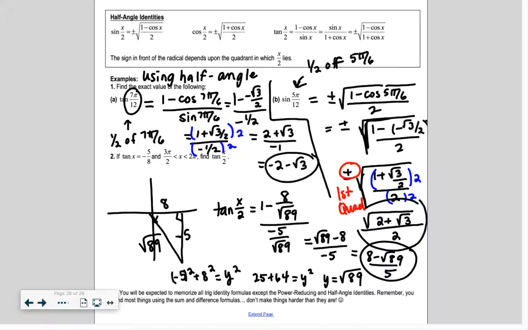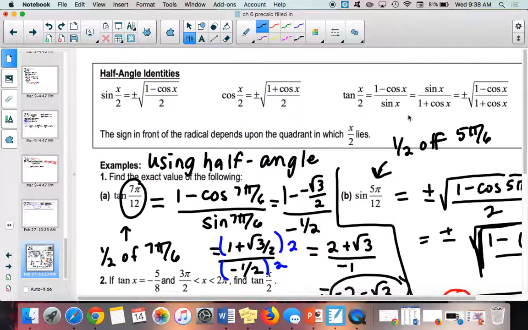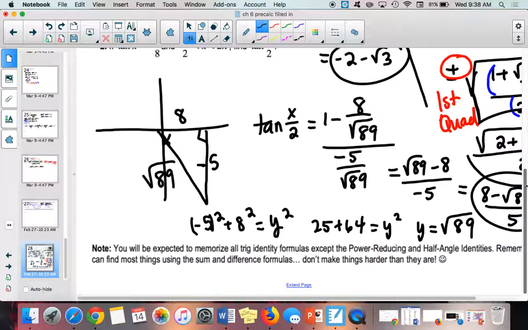Okay, does this kind of make sense? Do you guys get it? So I don't have any half angle homework for you, but it is on your study guide, so you do have one that you have to try.